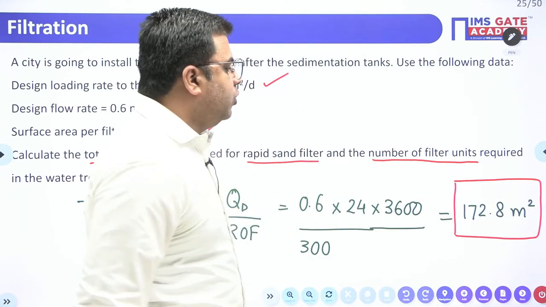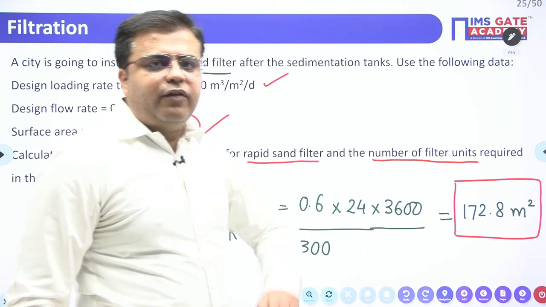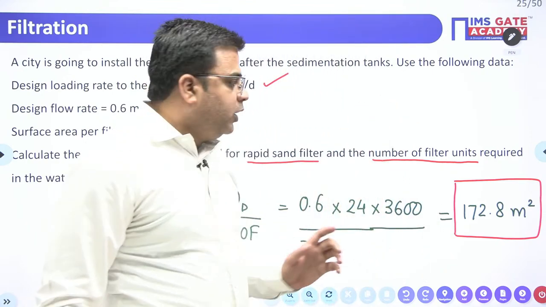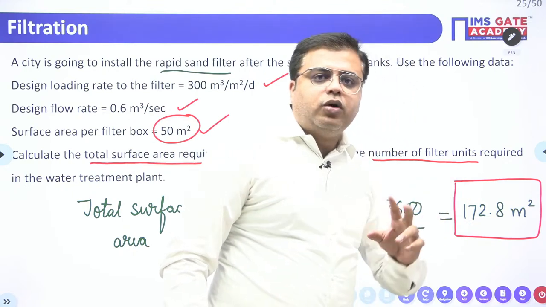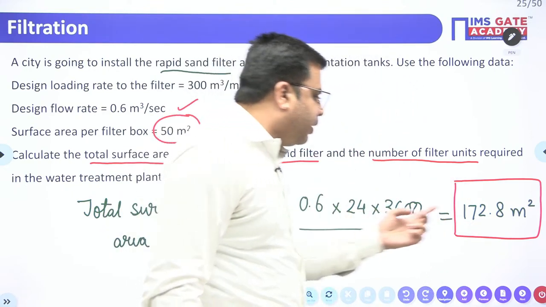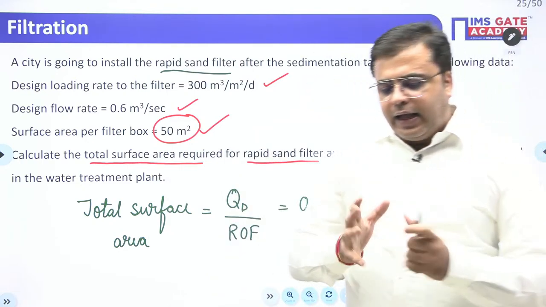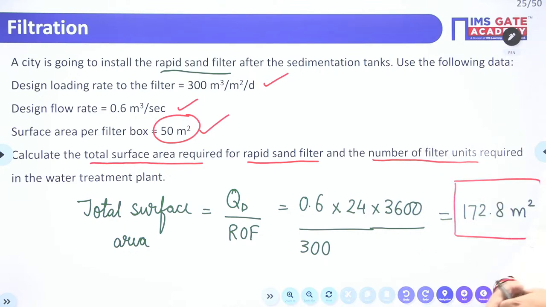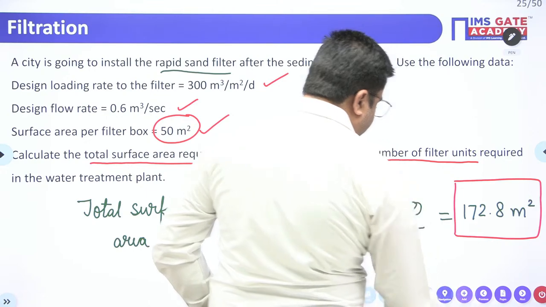Now, talking about how many filter units you need to provide. If you provide one filter unit, it should have an area of 50 meter square. Just give me the number of filter units. One filter unit has 50 meter square of area, and the total surface area that you have to provide is 172.8. Okay, get me the number of filter units.